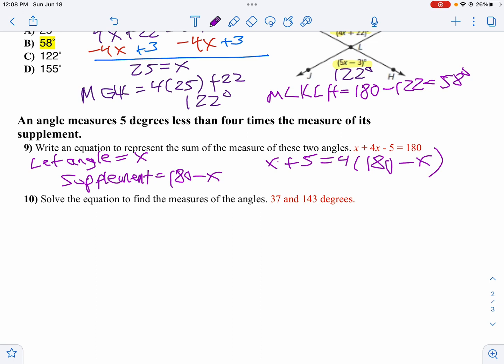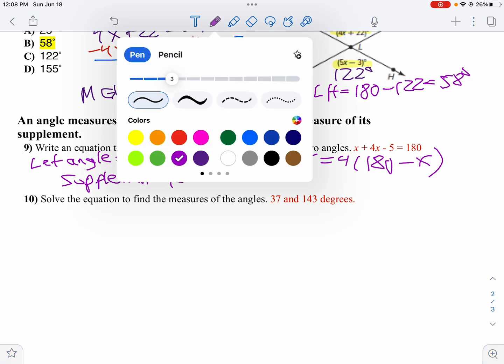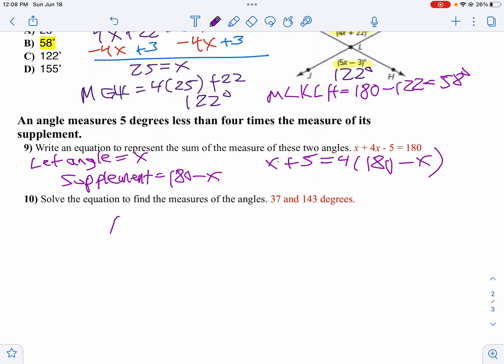And we want to solve for x now. So in other words, distribute. So we get x plus 5 equals distribute 4 times 180 and 4 times x. Well, 4 times 180 is 720, and then minus 4x.